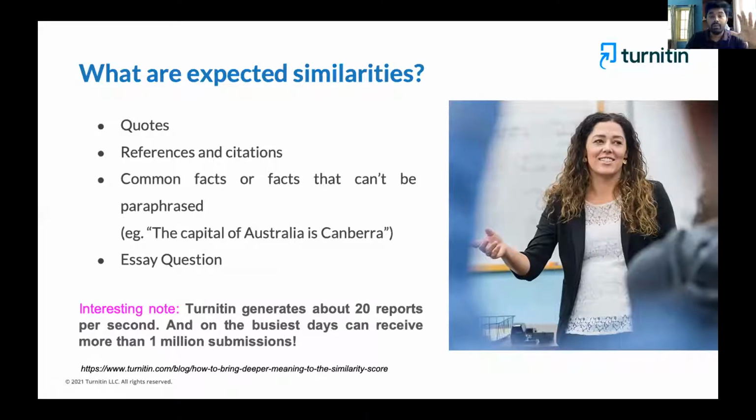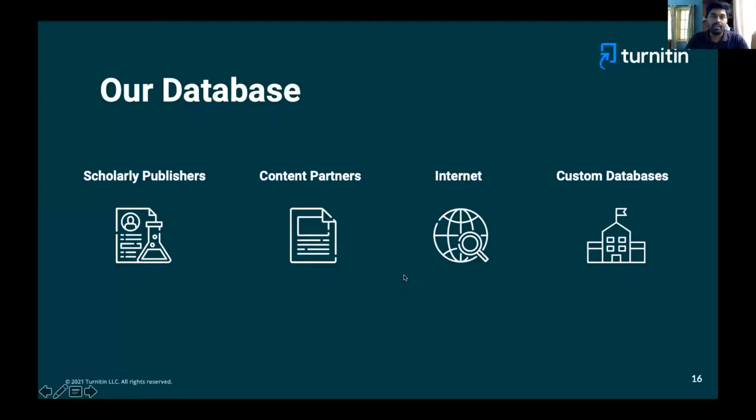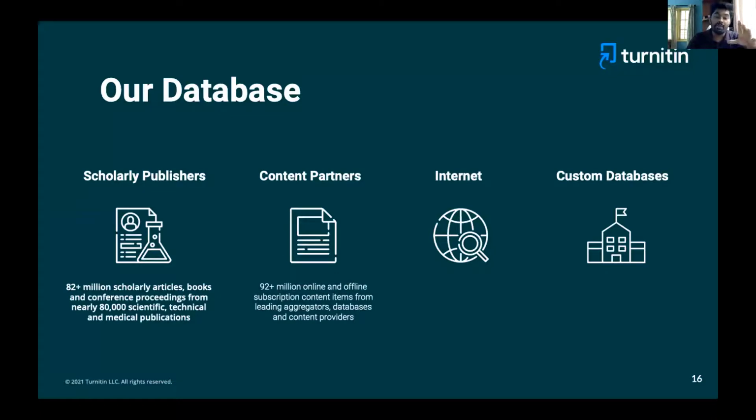So Turnitin is one of the predominant tools. We have about 1,200 to 1,300 institutions in India and South Asia. Globally, more than 19,000 institutions are using it. On a daily basis, per second, we generate at least 20 reports, and on the busiest day we have generated a million reports also. That is how submissions happen across the globe. If you go to the databases that Turnitin crawls, under scholarly publications about 82 million scholarly articles and books are covered. 92 million online and offline subscription content is covered. Internet also, about 91 billion archive and current web pages are covered.